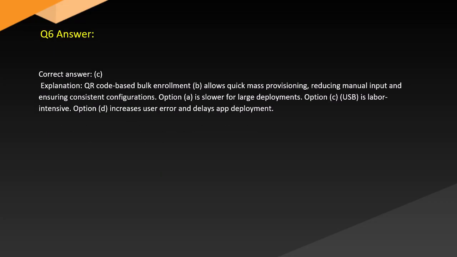Answer. Correct answer: B. Explanation. QR code-based bulk enrollment allows quick mass provisioning, reducing manual input and ensuring consistent configurations. Option A is slower for large deployments. Option C, USB, is labor-intensive. Option D increases user error and delays app deployment.